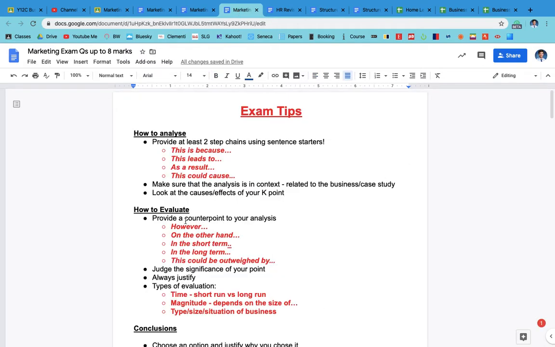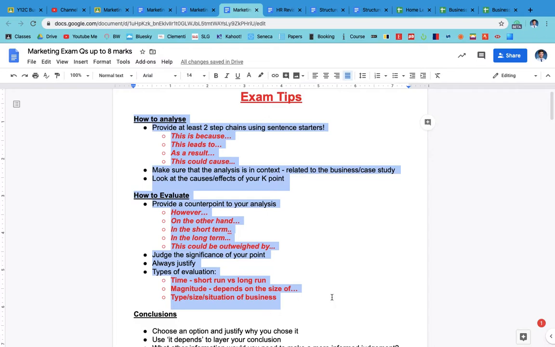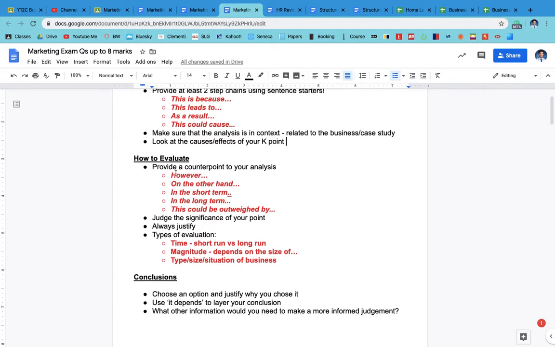Okay, so the second sheet is going to be some more exam questions. I know we've done a lot of exam questions recently. I wanted to do that mind map last week to break up the exam questions. So you've got the same information. I keep drilling this into your heads every single time. How do we analyze? We use two-step chains, the logical chains, we use these sentence starters, and we always need to write in context and link it to our point. Whatever the point is we've made, one benefit is, this is because. Evaluate, obviously we're giving counterpoints. We could use time scale, we could use magnitude, we could use some link to the type of business and market.